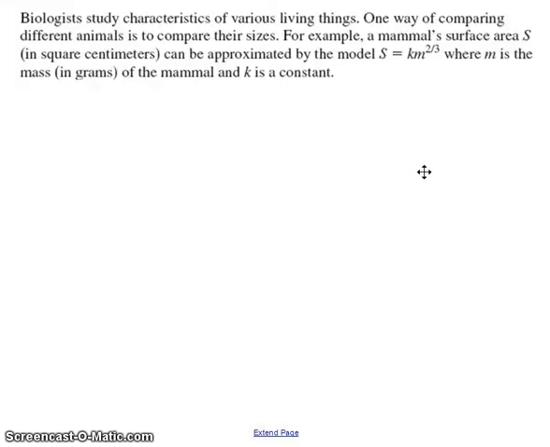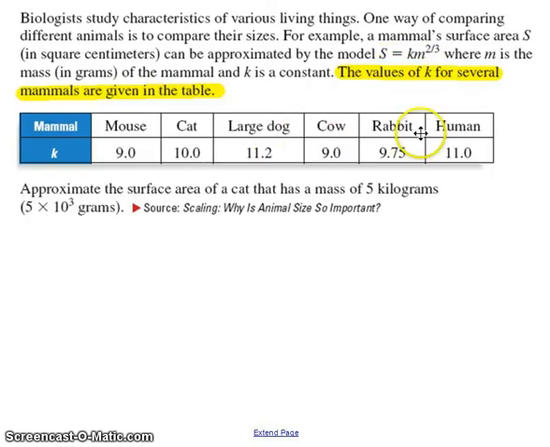Last thing to show you is this word problem. Hit the pause button and read this paragraph to yourself. Okay, I'm going to assume that you did that. And notice this formula that you're working with here, s equals km to the 2/3 power. Well, this table here gives you the values of k for several different mammals. So for example, the value of k for a large dog is 11.2.